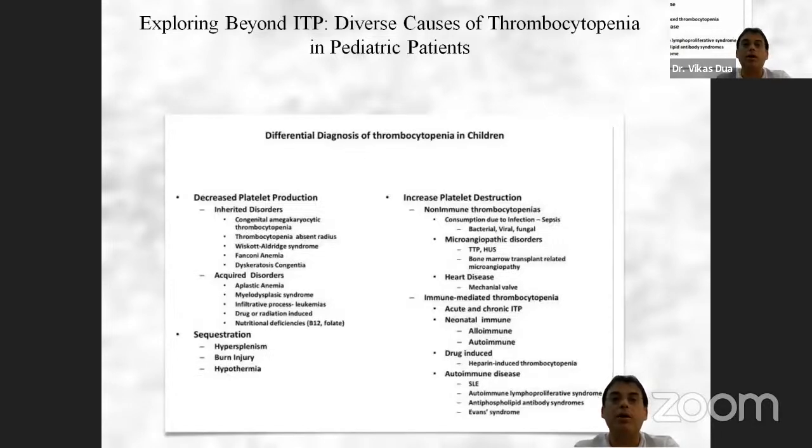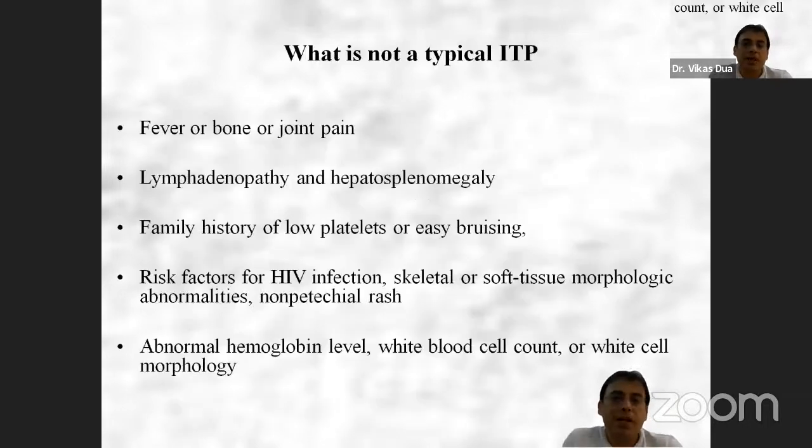Bone marrow transplant related microangiopathy, like what we see in our day-to-day practice, transplant. Sometimes you have an increased consumptive process, basically a transplant associated TTP happening in which your platelets are being eaten up, a mechanical heart valve, and a drug, you may be having a heparin-induced thrombocytopenia or an autoimmune disorder which causes destruction. And if that is also not the case, then a sequestration issue like a hypersplenism patient may have thrombocytopenia. So friends, please understand what is not typical of ITP.